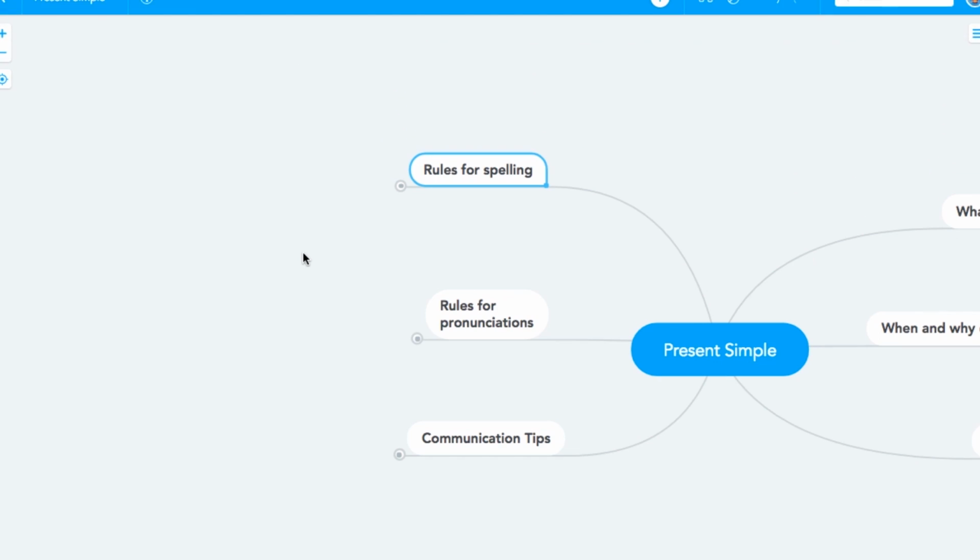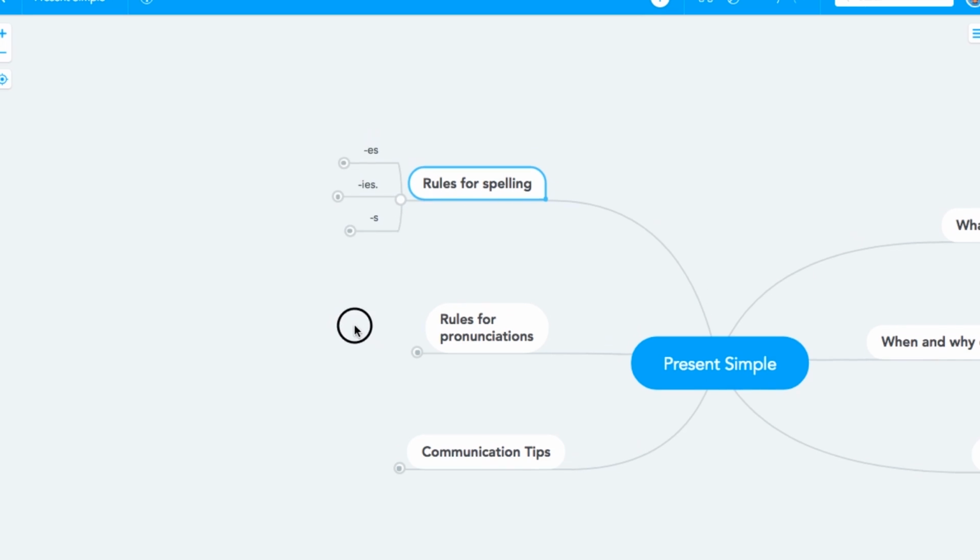Alright guys, here we go. Next part, simple present. Rules for spelling. Now the rules for spelling the verbs in third person for simple present is pretty simple. It's similar to the rules of spelling nouns. Let's analyze it. Ready guys?